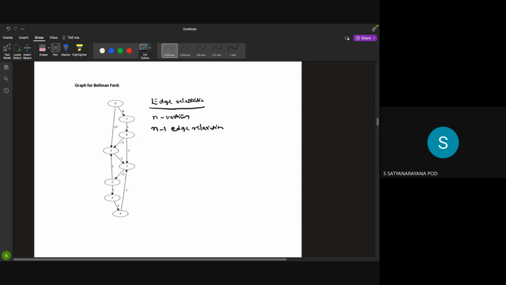If you relax all edges, all possible paths are covered. So if you have relaxed all n minus 1 times, it means that all possible paths are covered.